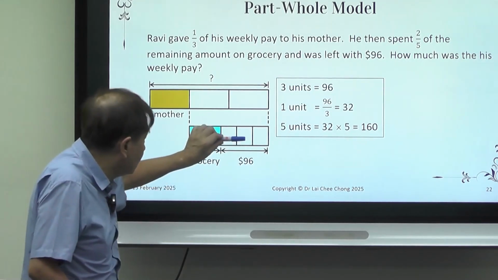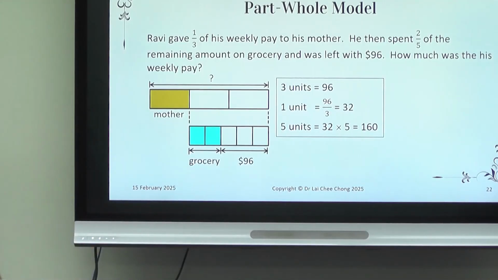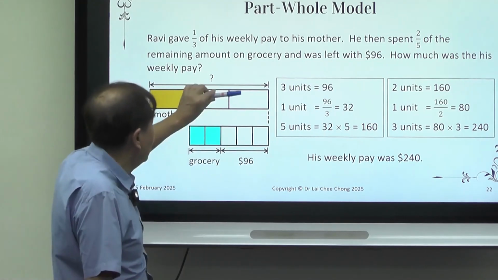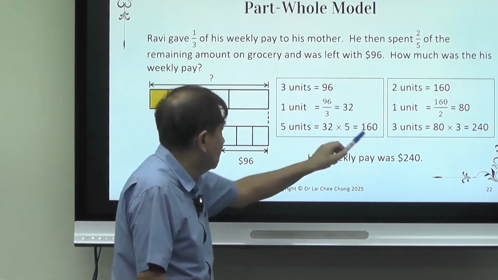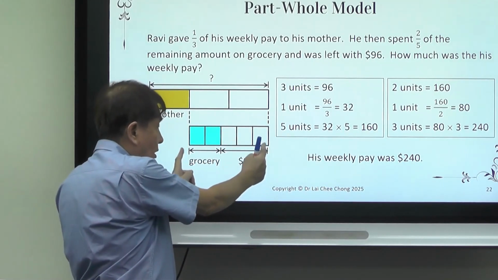Now I must go back, I must go from here back here. I have to find this weekly pay, right? So therefore, what I would do is, I will have another here. I can see that here now. From here, I'll go back there. Okay, so from here I see that 5 units is 160. This shorter bar here, shorter whole here.